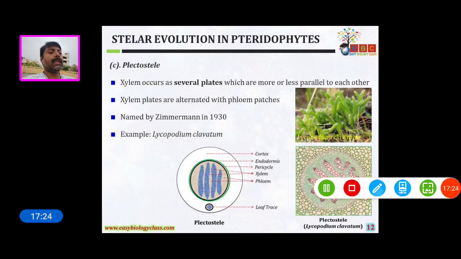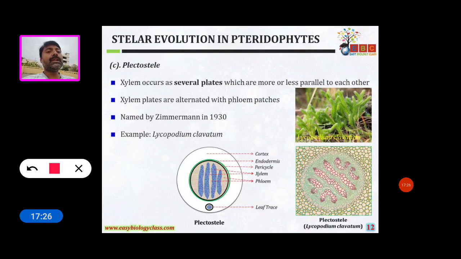Next one is the plectostele. Plecto means the xylem occurs as several plates, which are more or less parallel to each other. Xylem plates are alternated with phloem patches. So these are the xylem patches, and the phloem is arranged alternate with xylem plates.